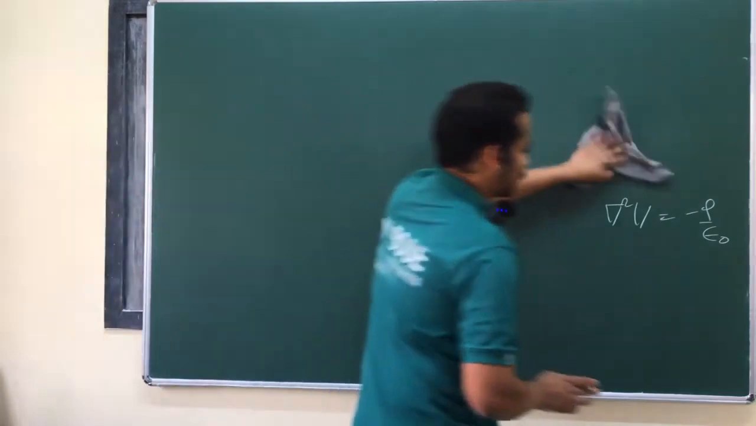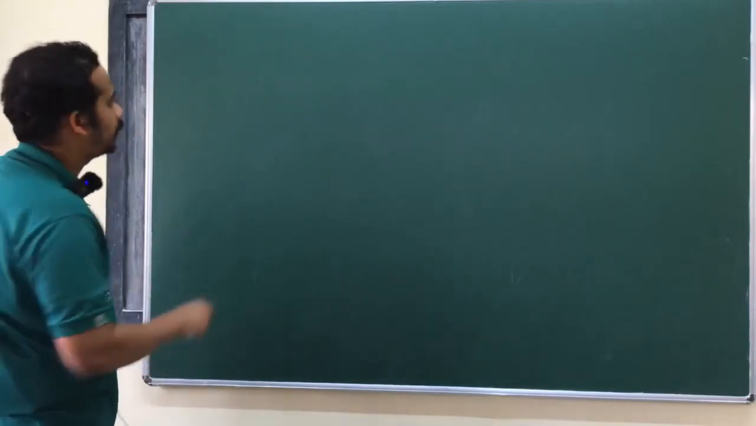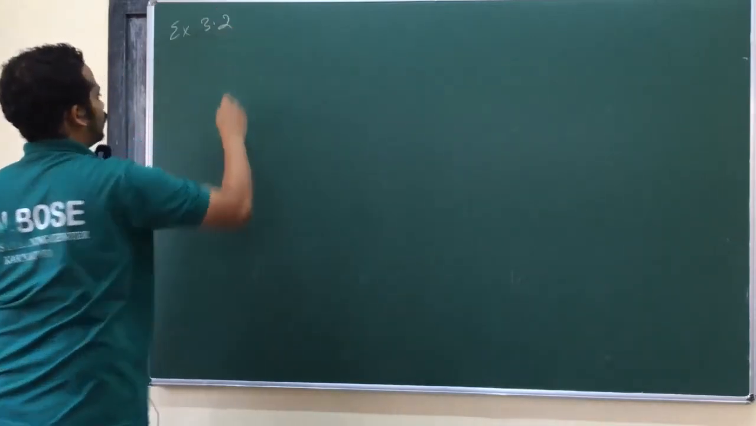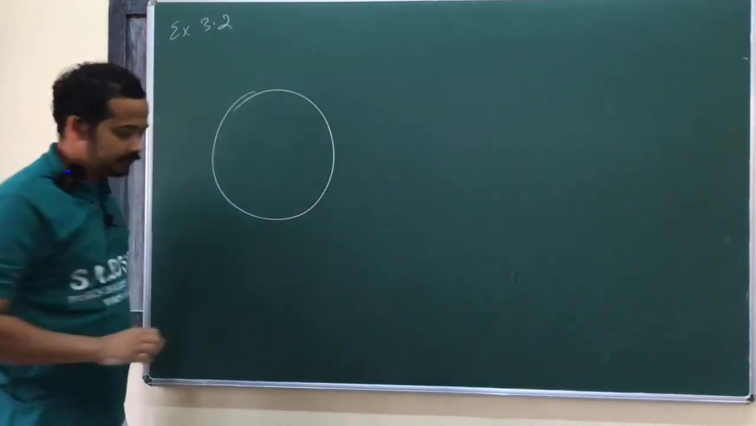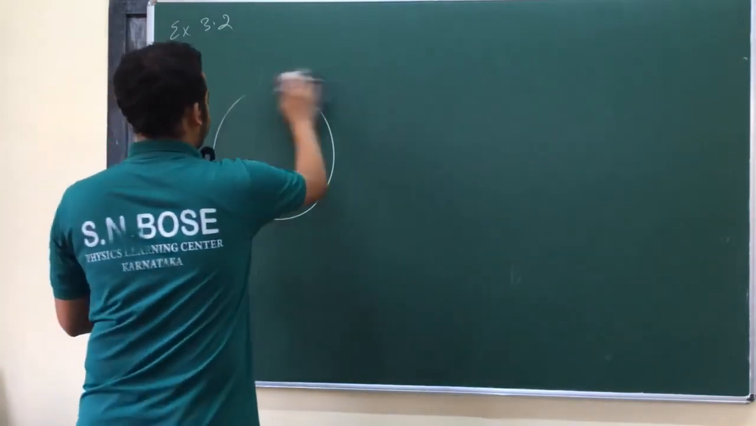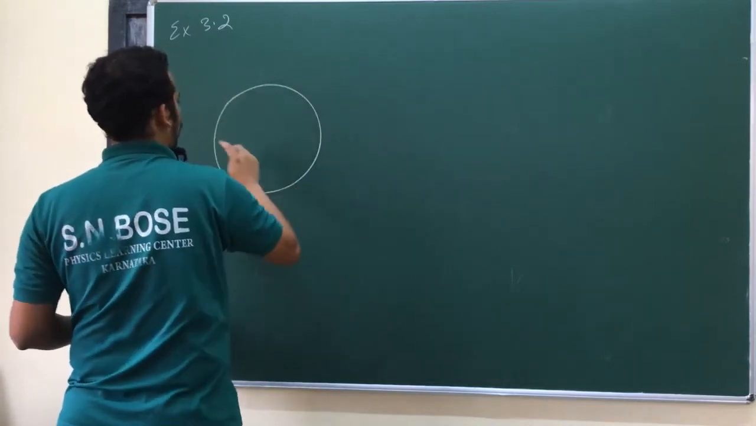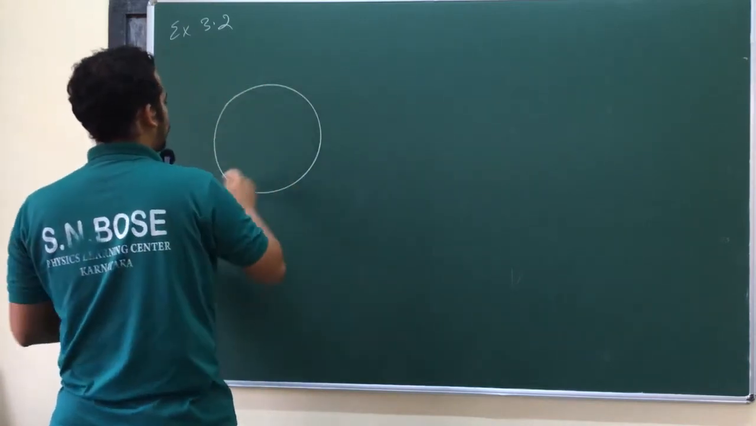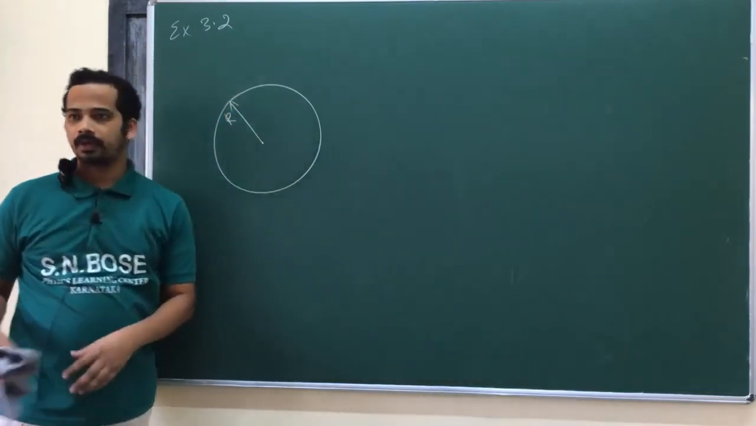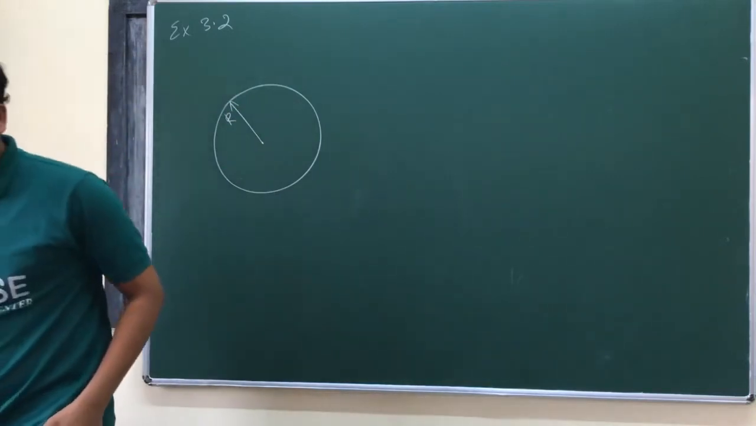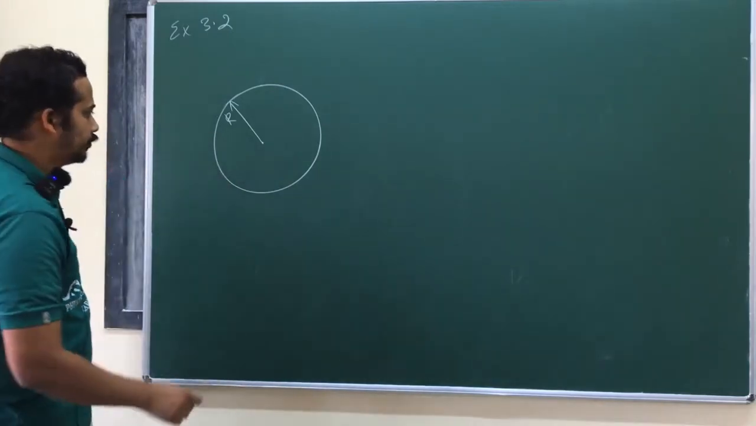Now look at here. So this is example 3.2. I have a sphere, a conducting sphere of radius capital R. So a sphere made up of conductor of radius capital R, which is grounded. Potential equal to 0. Is that okay?